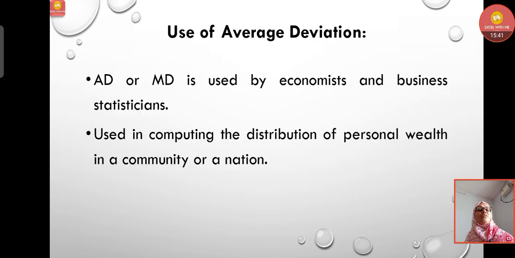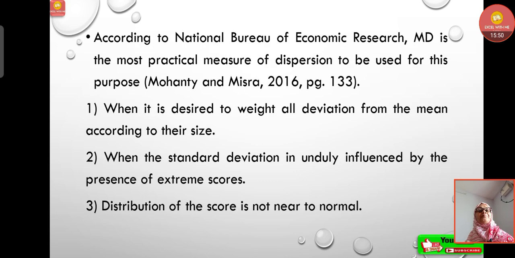Now, let's see the use of average deviation. It is used by economists and business statisticians in computing the distribution of personal wealth in a community or a nation. Now, according to the National Bureau of Economic Research, MD is the most practical measure of dispersion to be used for this purpose. It is also used when it is desired to weight all deviations from the mean according to their size, when the standard deviation is unduly influenced by the presence of extreme scores, and when the distribution of the scores is not near to normal.